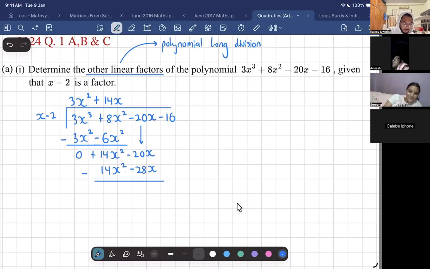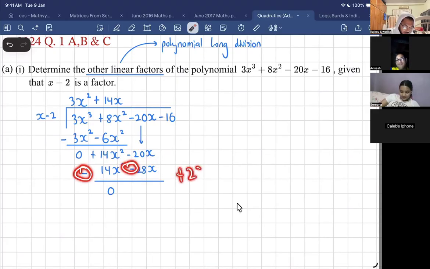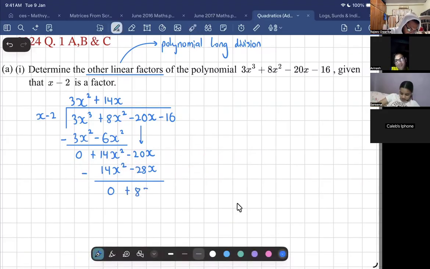Right, what is 14x squared minus 14x squared, Caleb? 0. Okay, what is minus 20x minus 28x? 8x. Yes, 8x. Avinash, let's try to understand why he's saying that. Where's a negative and a negative? Positive. Right, so this is plus 28 and you have minus 20. 28 minus 20 is what? 8. Great. I'm going to bring down the minus 16. And back to you, Serena. How many times could x go into 8x? 8 times.